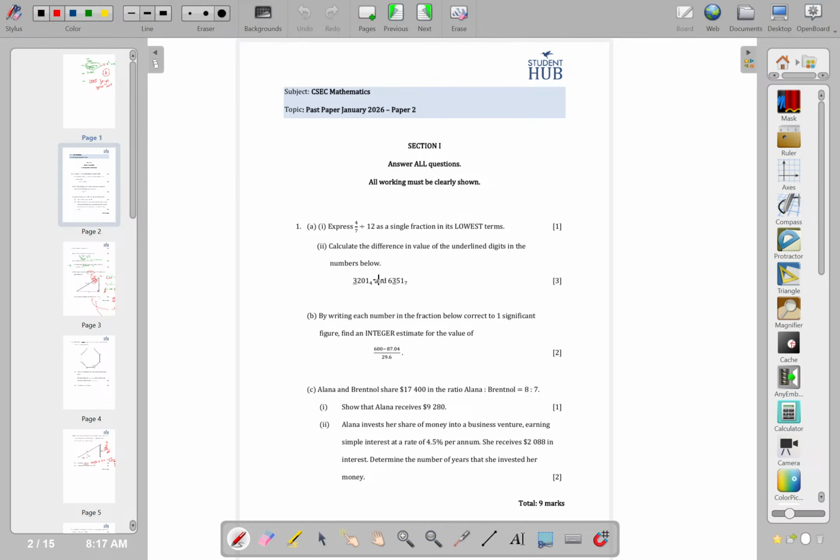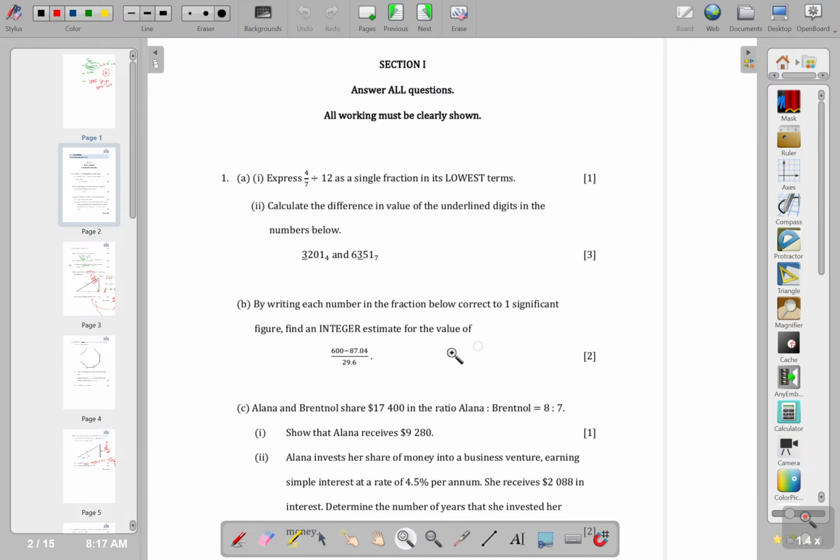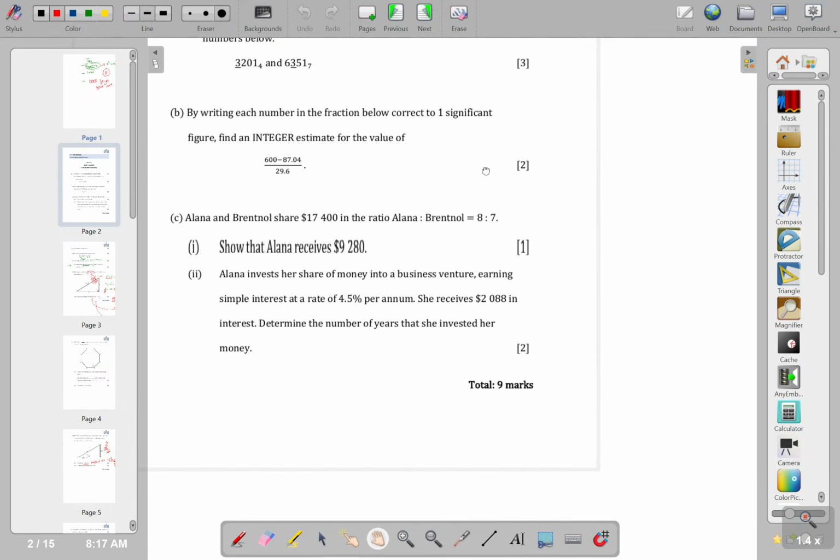Okay? Now let's see what else we can do. Let's see if we can get busy with this one here. Alana and another person share a certain amount of money in the ratio of 8:7. When you're given ratios, you notice that Alana comes first and then Brenton comes second. So this part of the ratio is for Alana, and this part is for Brenton. Show that Alana receives this amount of money.